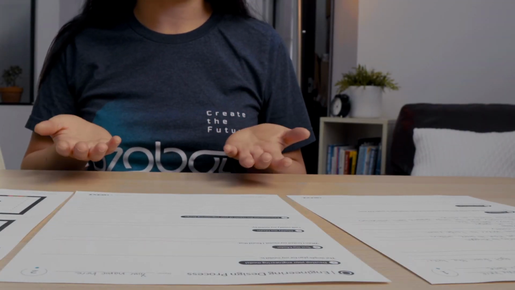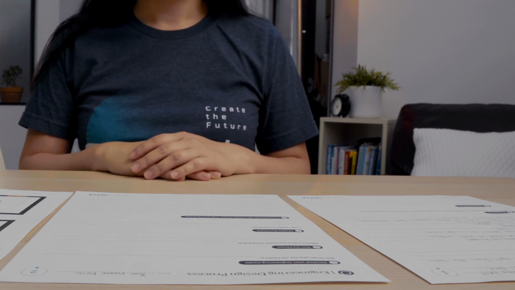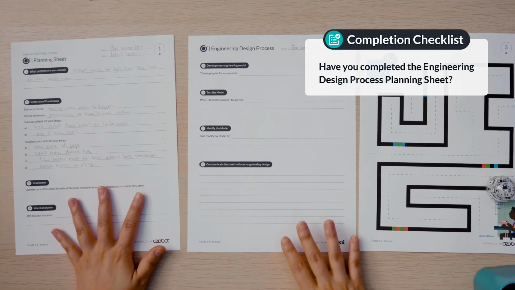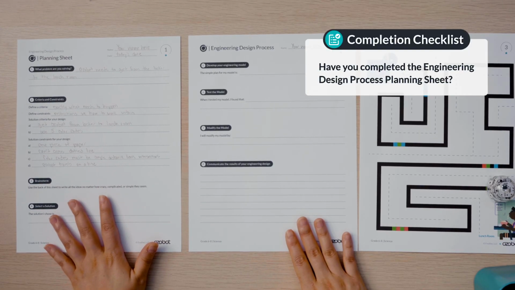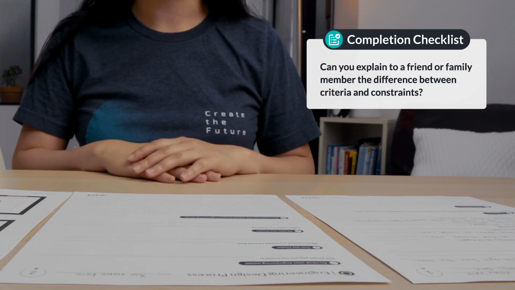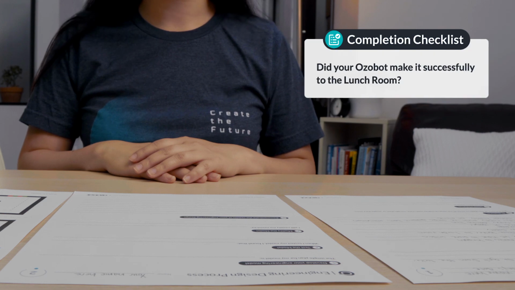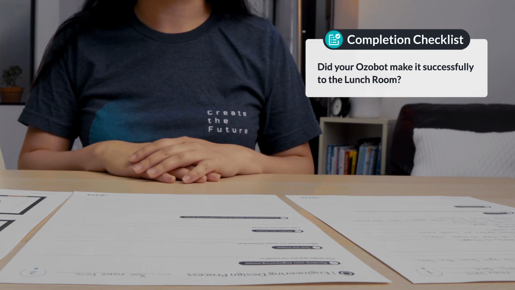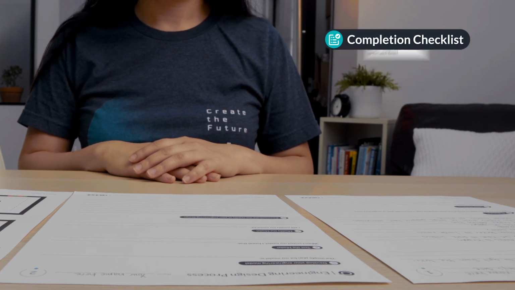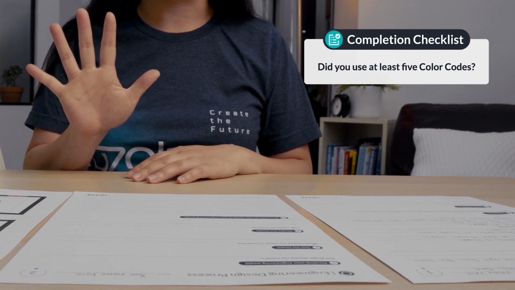Nice perseverance in completing this activity. Let's make sure you've covered all the bases. Have you completed the engineering design process planning sheet? Can you explain to a friend or family member the difference between criteria and constraints? Did your Ozobot make it successfully to the lunchroom? Did you use at least 5 color codes?